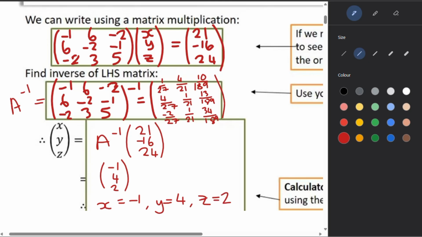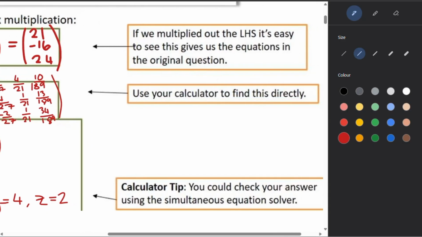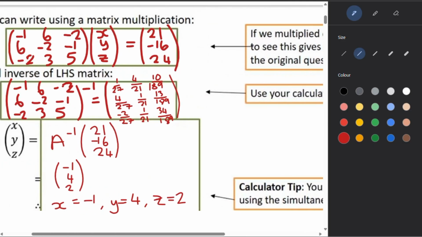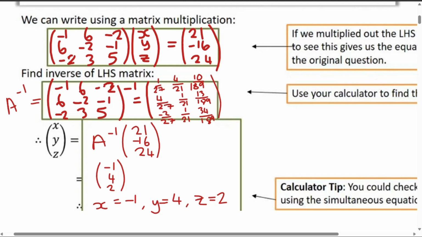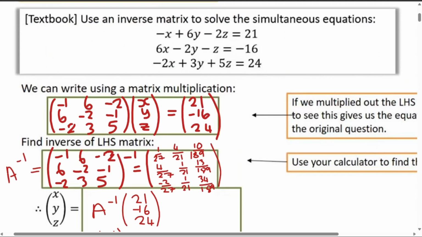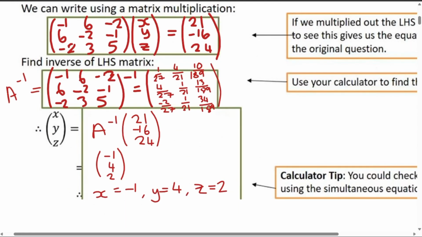And you can check that if you would like using the simultaneous equation solver. So we know there's other techniques that you can use. You can use algebra, you could use the solver on your calculator if it does that. But remember, if a question asks you to use inverse matrices, you need to show that you've used inverse matrices. But yes, you could use the solver tool to check that in an exam setting if you wanted to make sure that you were definitely correct.